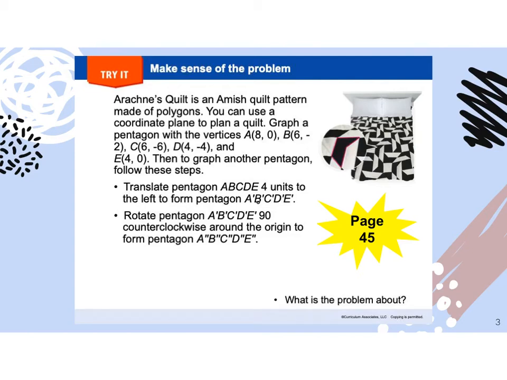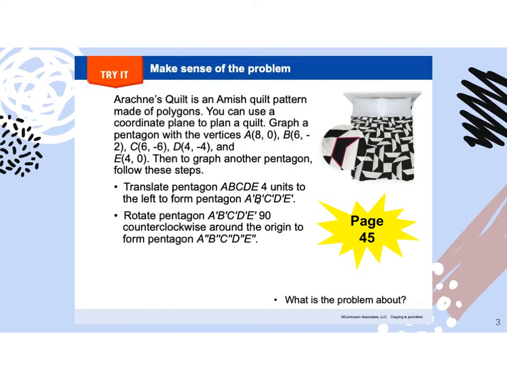Okay, so we're going to work through this problem and see how you did. First thing you want to do is always to read and annotate the problem so you can understand what the question is asking you to do and what information you need in order to do that. So we have this quilt pattern made of polygons and we can use a coordinate plane to plan our quilt.